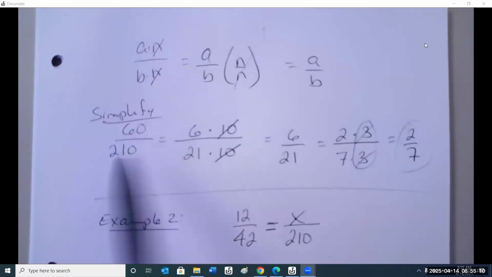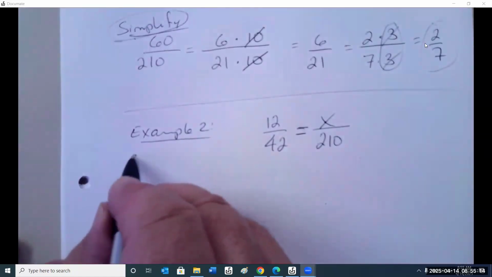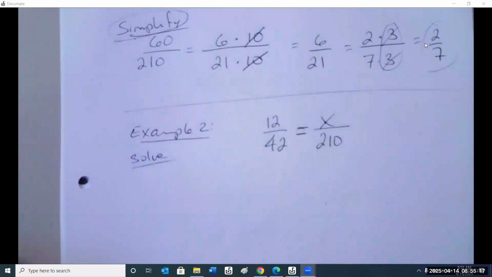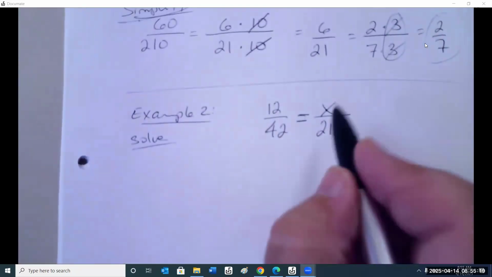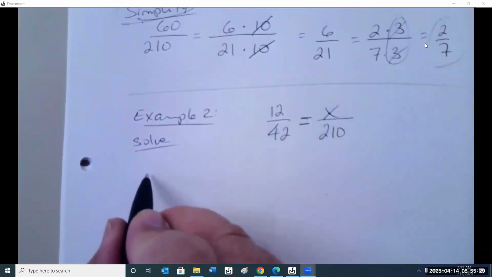All we can do here is simplify. That's an expression. In this one, you have to solve for it. Solve for what? Solve for x. So how do we do that? There are multiple ways, actually. Well, first off, here's the first method.